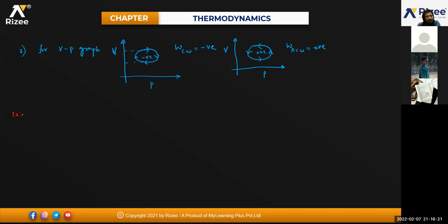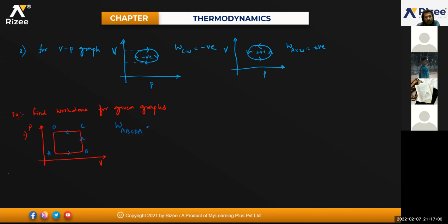Take one example. Find work done for the given graphs. First one is, if I'm giving you a graph something like this. This is your pressure and this is your volume. Now I'm going from A to B, B to C, C to D, and D to A. Work done from A to B, B to C, C to D, and D to A will be equal to how much? Okay, so that is your question.